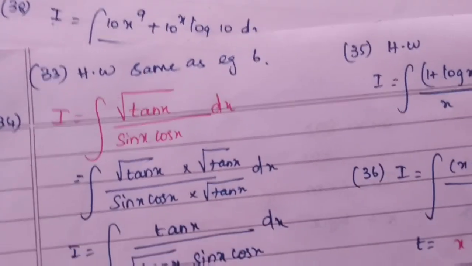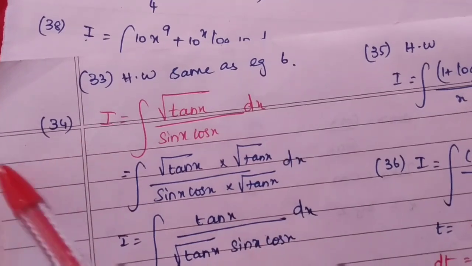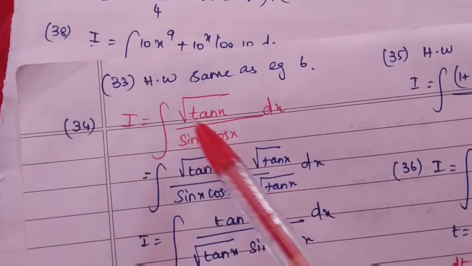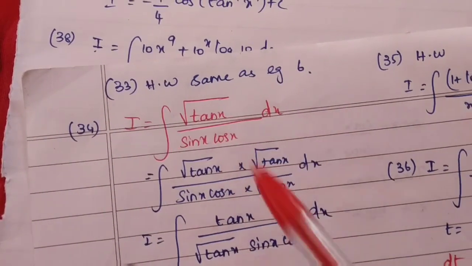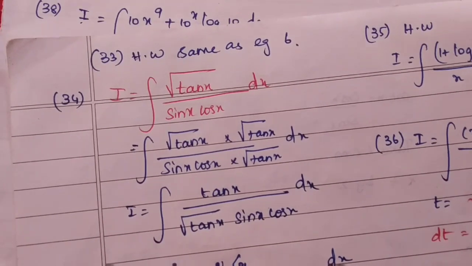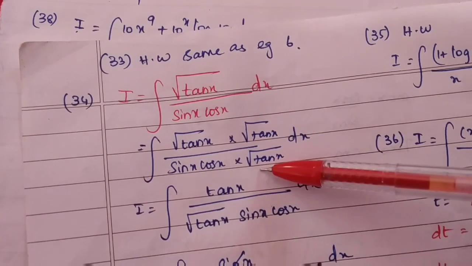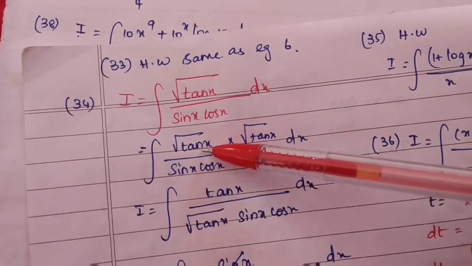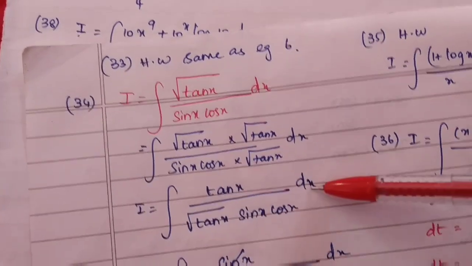The next one, the 33rd, is the same as example 6, only the minus sign is the difference. 34th sum: integral of root of tan x divided by sin x cos x dx. As I told in continuity and differentiability, whenever a root term is there in the numerator, you need to conjugate. So I am conjugating here, root tan x divided by root tan x. Now root tan x into root tan x will become tan x. So write root tan x, sin x cos x as it is, into dx.